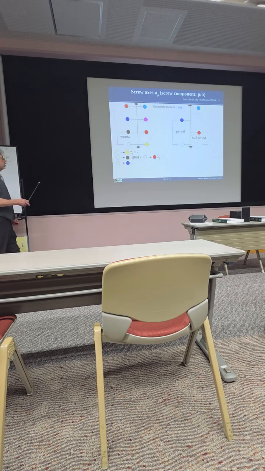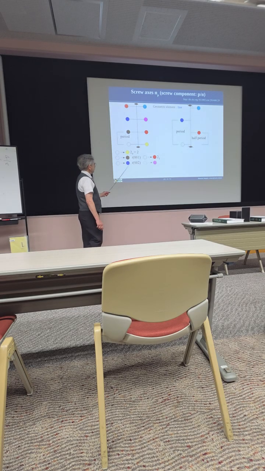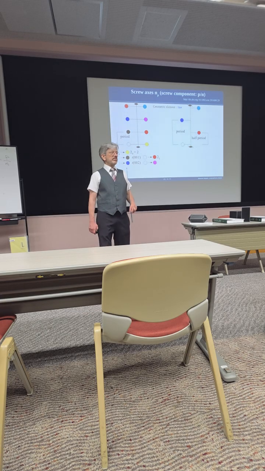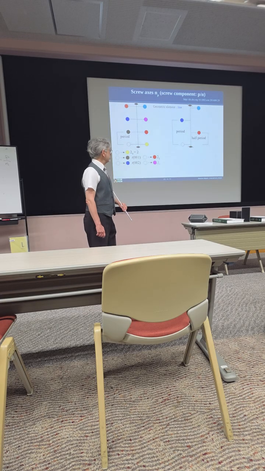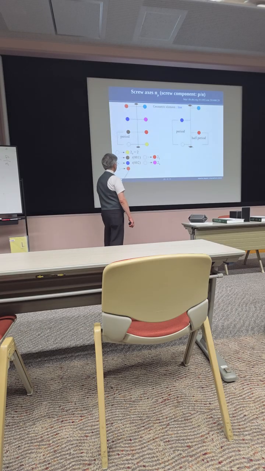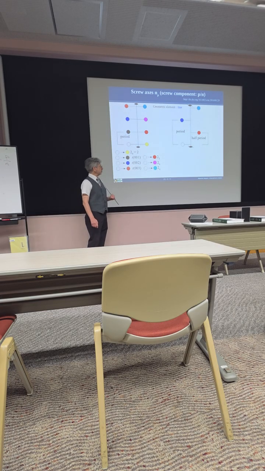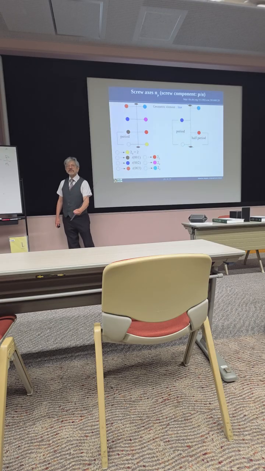White to blue is a translation of 2 periods. White to purple is a rotation followed by a translation of 2 periods. The symbol will be 2, 4. White to red is a 3 period translation. White to cyan, the symbol is 2, 6. And so on. You can have 2 minus 2, 2 minus 4, etc.